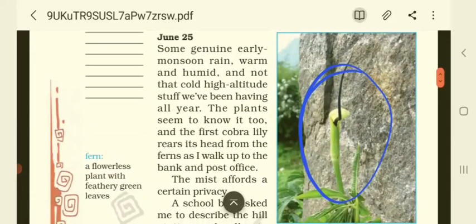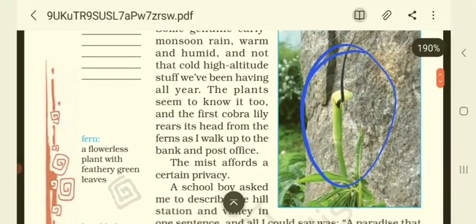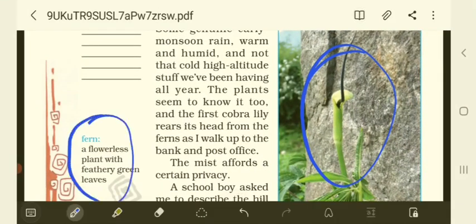The plant is about to thrive now. We can clearly see here. So let's read what June 5 holds. You will have to know the meaning of a word called fern. What is fern? Fern is a flowerless plant with feathery green leaves.